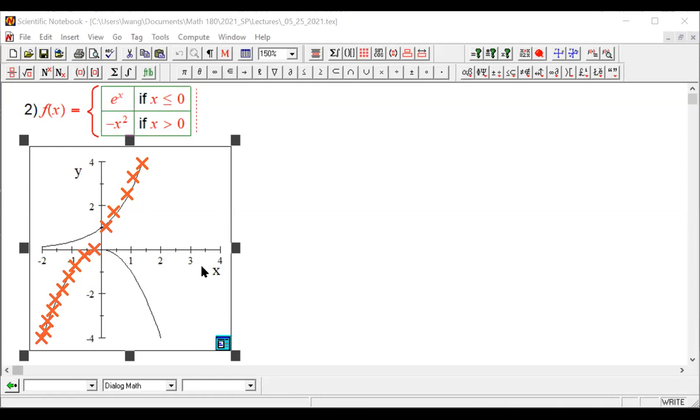But it's very important that we take care of the endpoints. For less than or equal to 0, 0 is included, so you're going to put a dot here. Do you guys see that dot? And you're going to put a circle here, because on the negative x squared piece, 0 is not included. So you have to have a circle. Hold on, I'm going to redo that circle. So this is the circle.